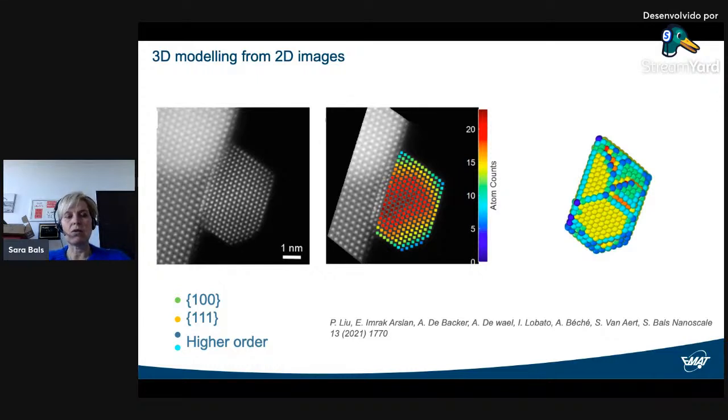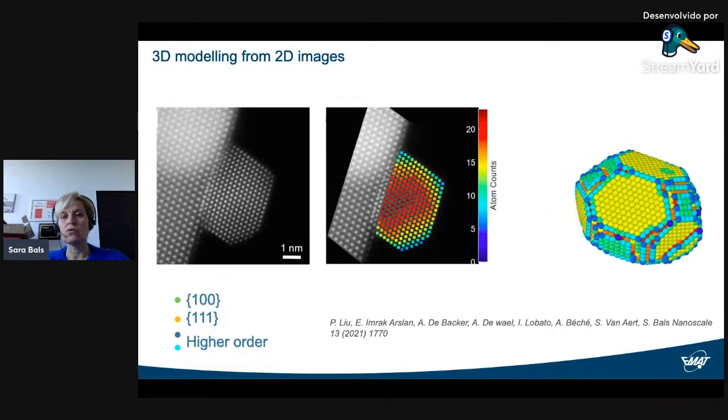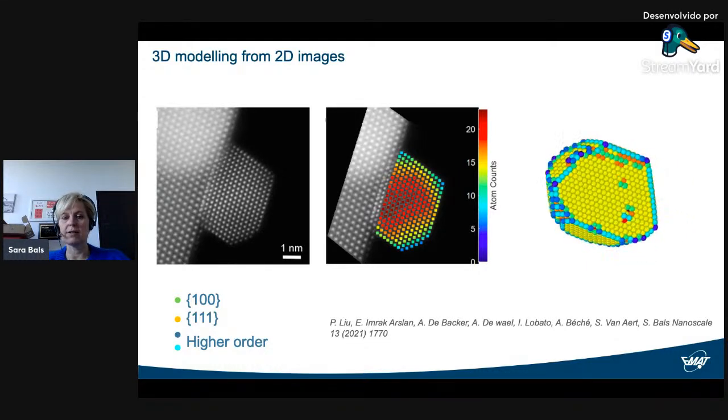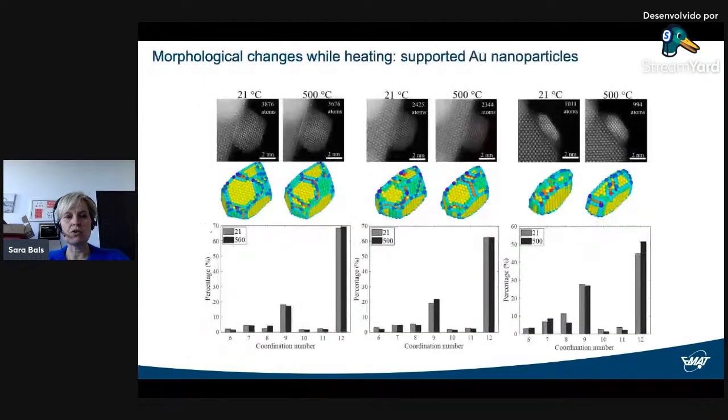So this is now a gold nanoparticle sitting on a cerium oxide support. Again, we counted the number of atoms and we used this as an input for molecular dynamics simulations to obtain a 3-dimensional model for our system. And using this approach, we made a comparison between these gold nanoparticles at room temperature and high temperature. On the left and in the middle, you can see 2 nanoparticles with more or less the same size. And we see that if we compare the 3-dimensional models at room temperature and high temperature, the facets do look a little bit different.